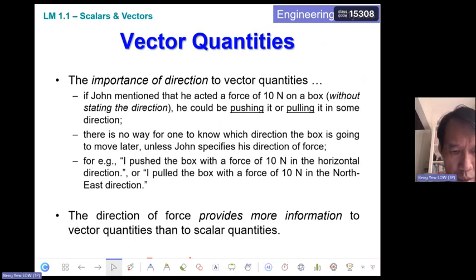For example, if a 10 Newton force is acting to the right and a 5 Newton force is acting to the left, the net force is not 15 Newtons, but 5 Newtons to the right. We need to take into account the direction of the forces when we add or subtract them.